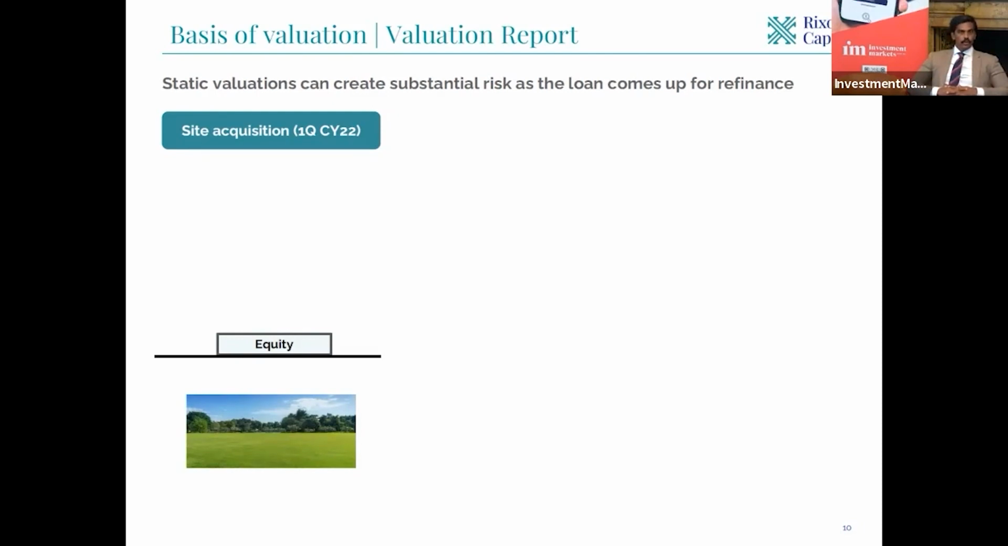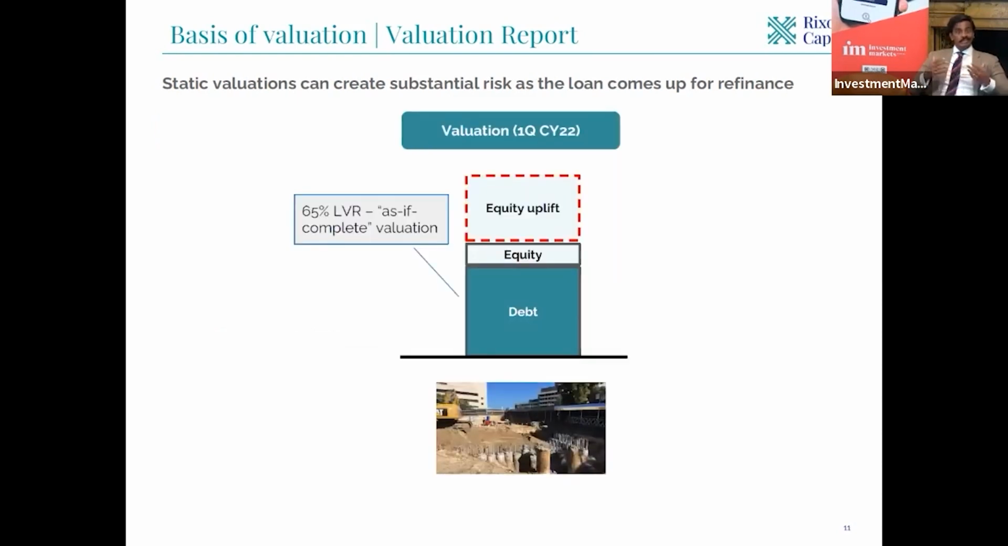Say it's March 2022. You've got an ambitious developer who's bought a piece of land for, call it, $1 million. He's got himself his DA approval. He's got a good valuation report. And suddenly, on an as-if complete valuation, it's now worth, call it, $100 million. On the back of that, they raised $65 million of debt at a market LVR of 65%, and they commence construction. A key point to note in this graph is most of that equity value is actually paper profit. So it's actually the debt holder who's underwriting this project.